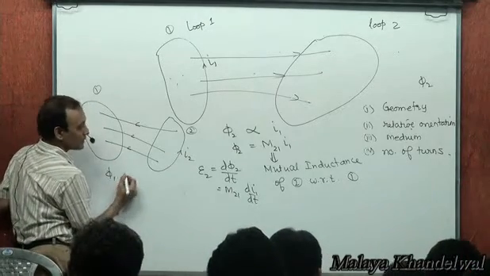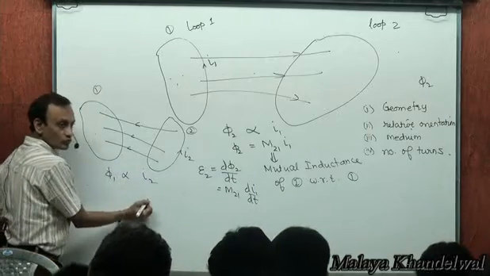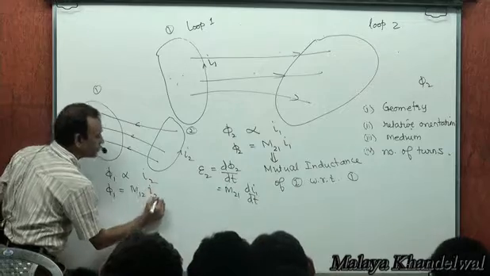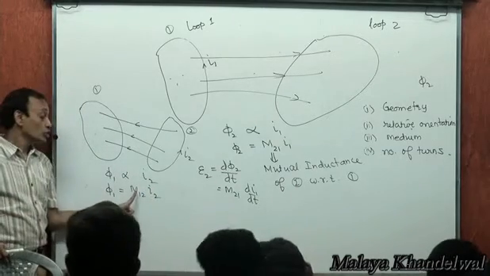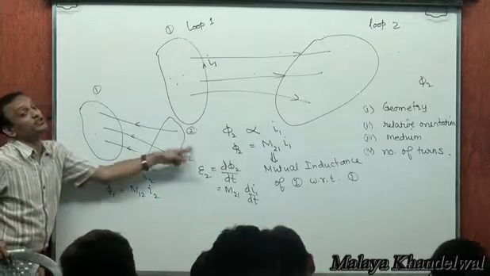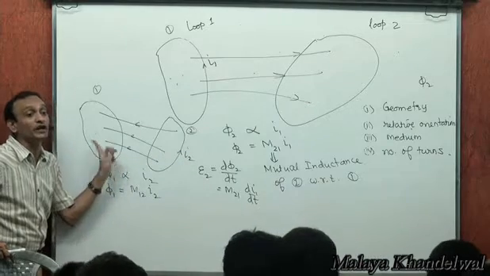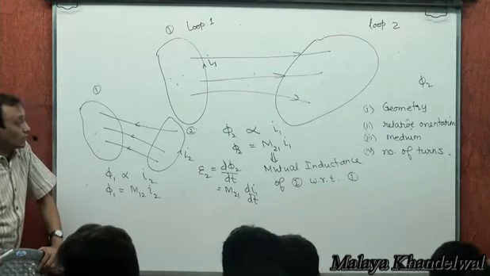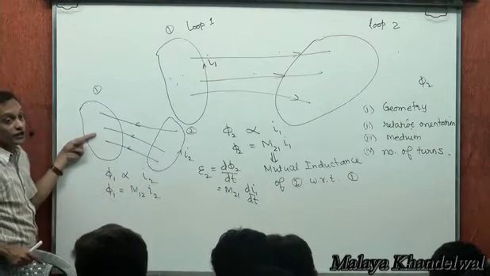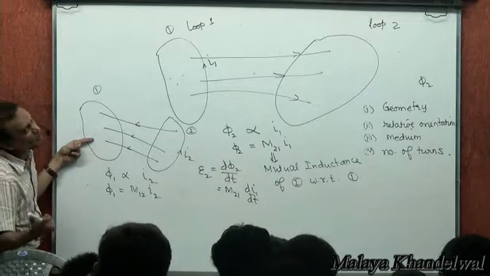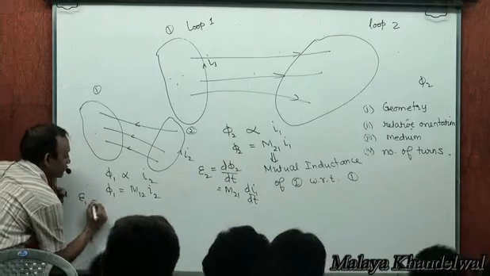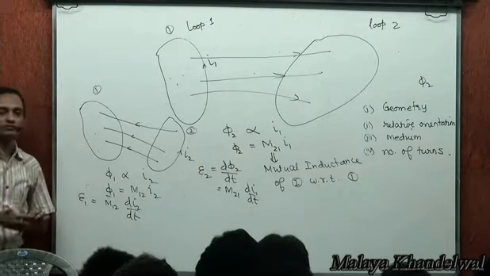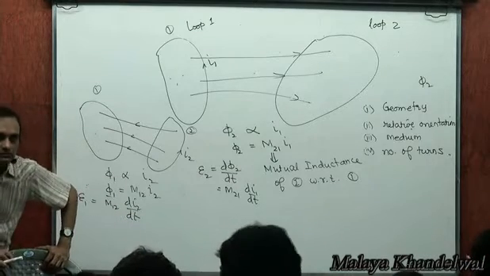So flux in 1 will be proportional to current in 2. And flux in 1 could then be written as M12 I2, where M12 is the coefficient of mutual inductance of 1 with respect to 2. And if I change the current in 2, it will change the flux in 1. Therefore, there would be an induced EMF in 1. So epsilon 1 would be M12 di2 dt. Differentiating phi 1 with respect to time will give me the induced EMF in 1, right?